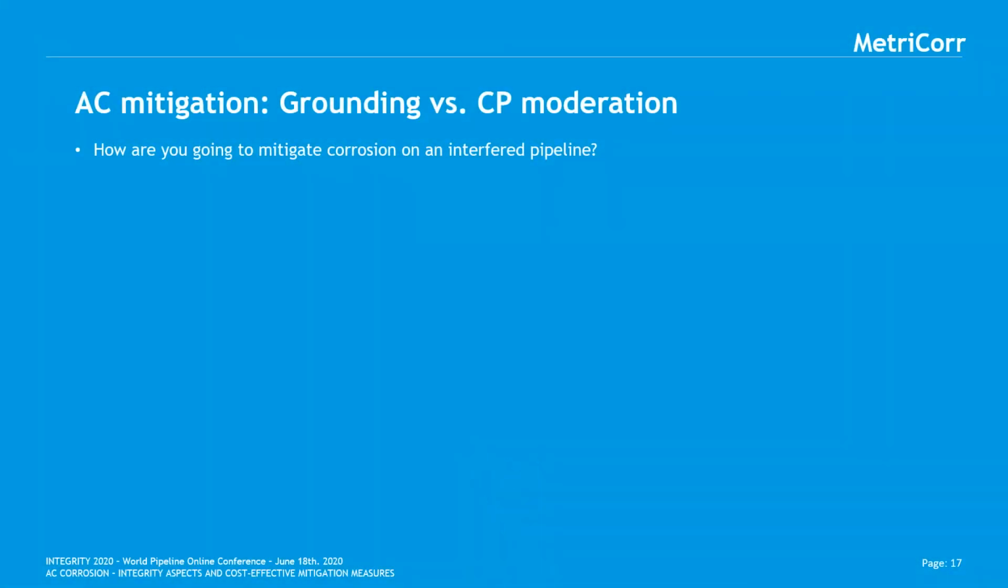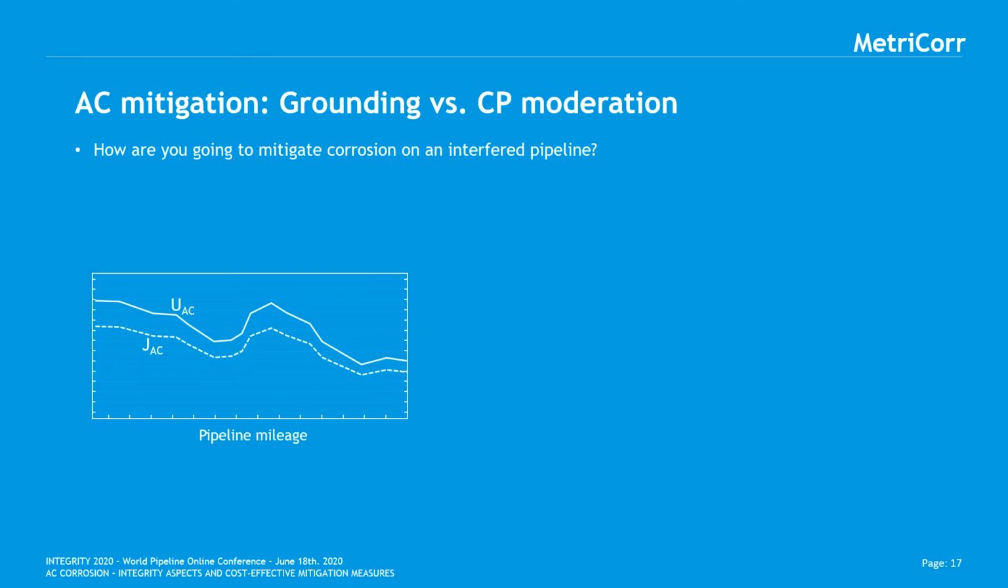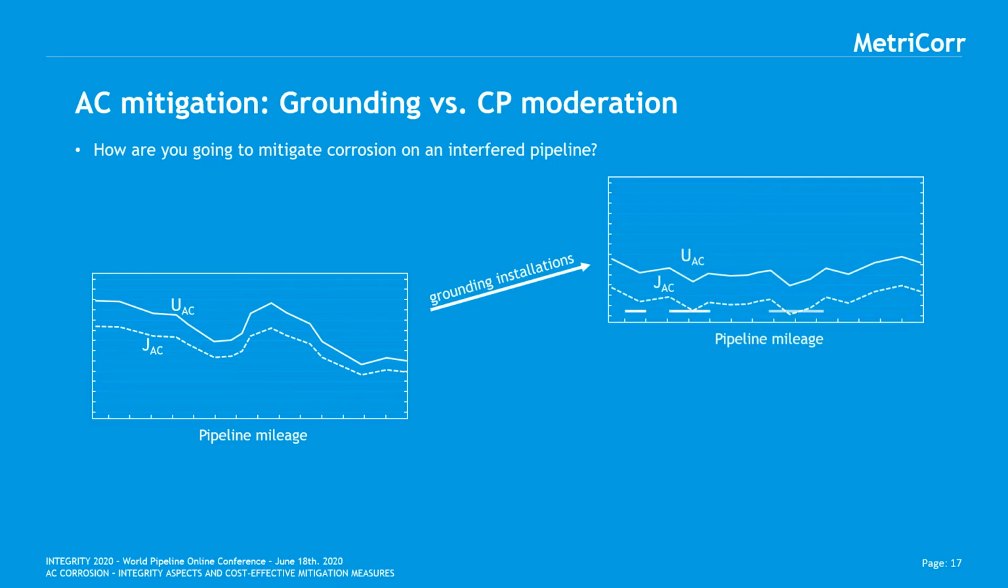If you find yourself in a case with an interfered pipeline, how are you going to mitigate AC corrosion? Grounding installations or CP moderation? Consider a pipeline with an interference voltage profile like this, assuming the same soil resistivity all over, assuming the same spread resistance all along. You're going to see an AC current density profile like this.